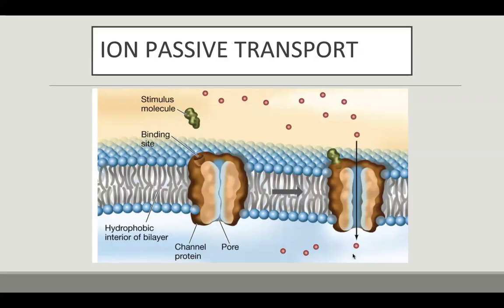With ion passive transport, though, they are specific for only one type of ion. So, for example, if chloride ions are getting through, sodium ions aren't able to get through. It's specific for only one type of ion.